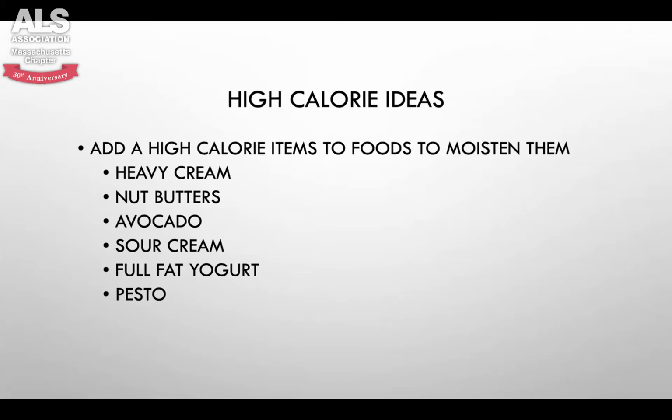Adding avocado or guacamole to foods, sour cream, using things like full fat yogurt. You want to watch to not buy low fat or no fat things if at all possible, getting full fat items like yogurt and sour cream. And then pesto, anything like that that's got some fat and moisture in it is a great way to add calories and to moisten foods.